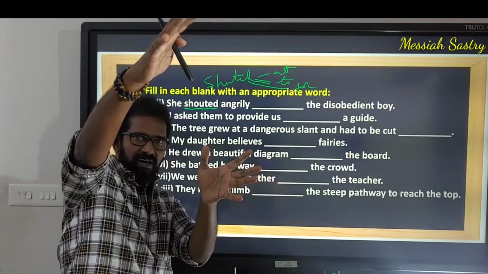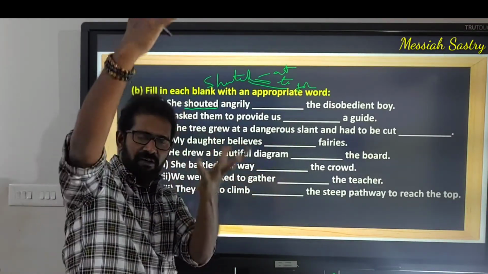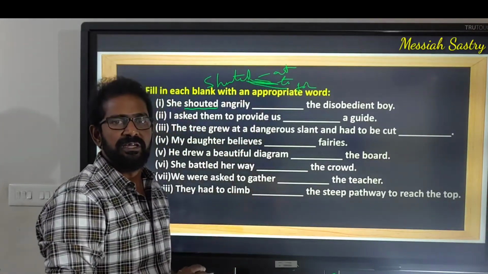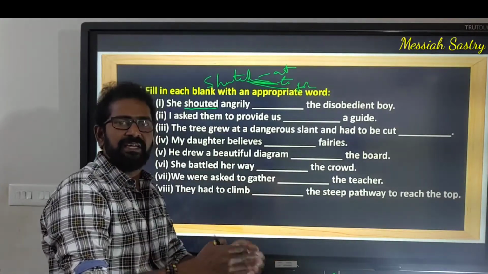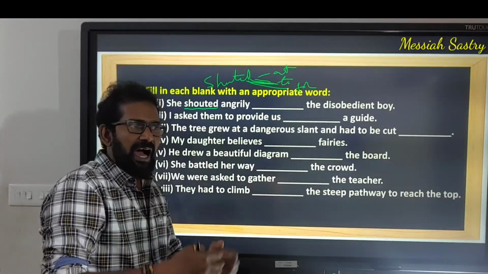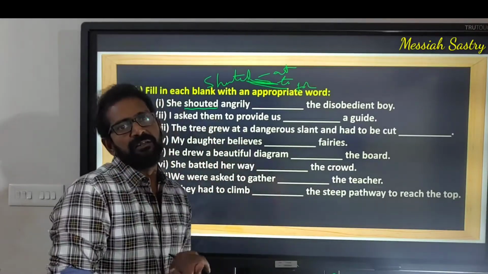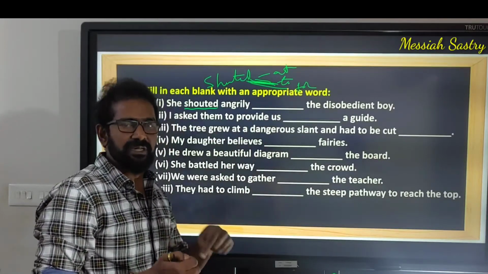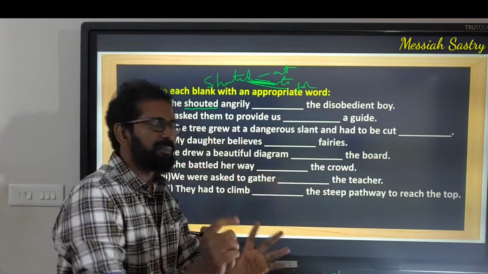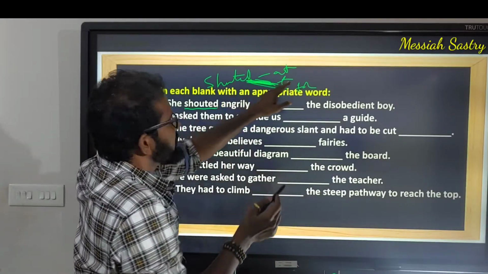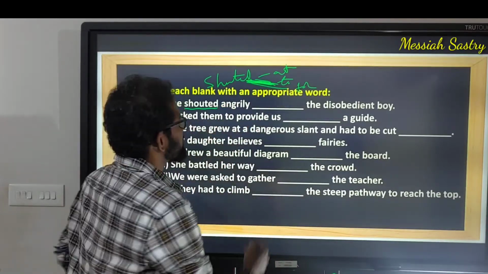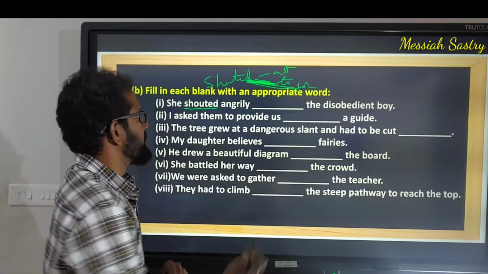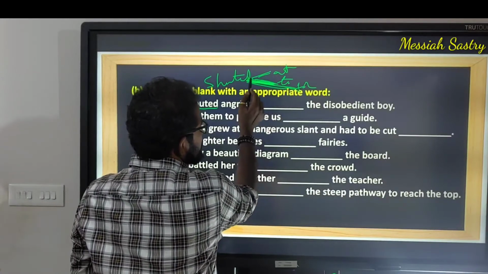When someone is far and you want to make your voice louder, you say shouted to. He shouted to me, asking to throw the ball. So here, shouted to means make your voice louder. Next, shouted for means help. So shouted at, shouted to, shouted for.